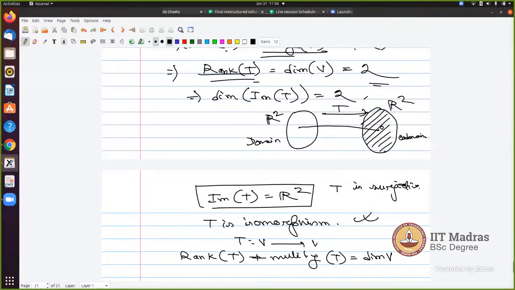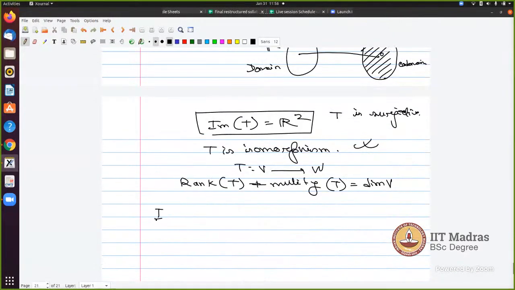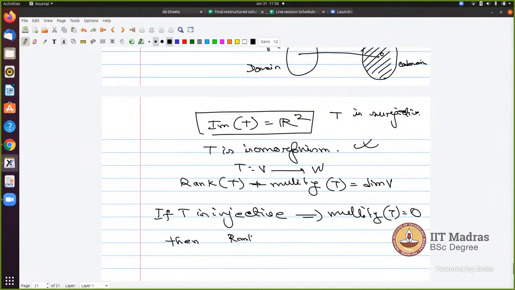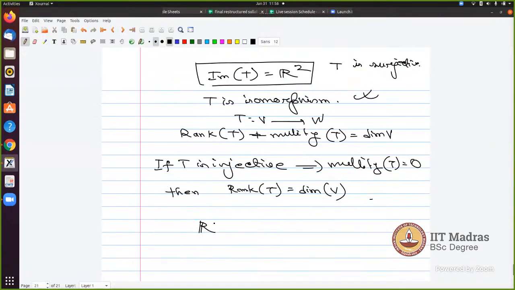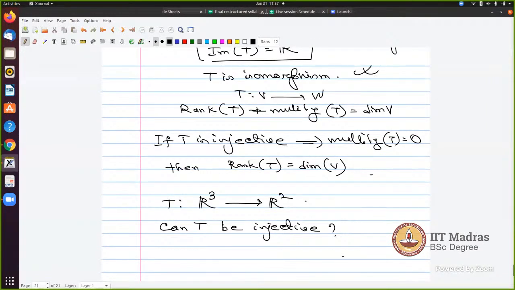T is from V to W. So if T is injective, then nullity is 0. Then rank must be the dimension of V. Rank and the dimension of V must be the same, right? Now suppose I have a mapping from, say, R3 to R2. My question is, can T be injective? Can T be injective? No.